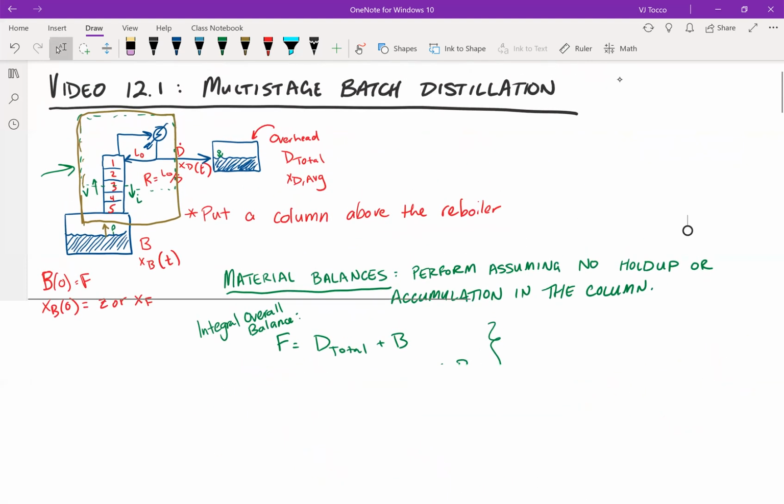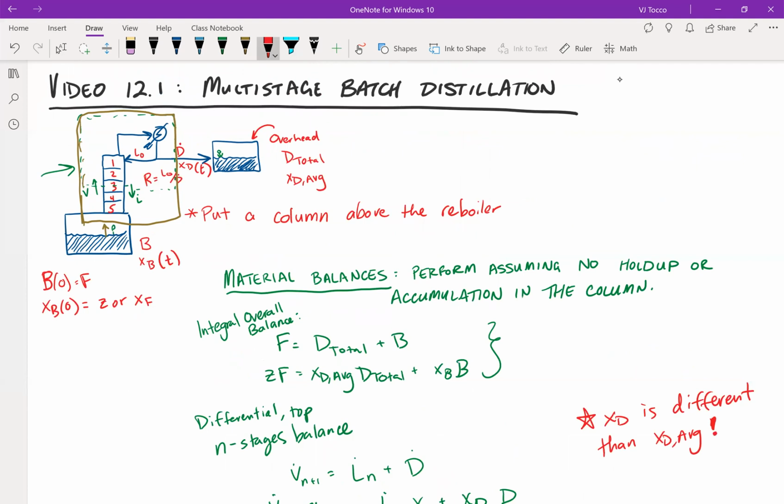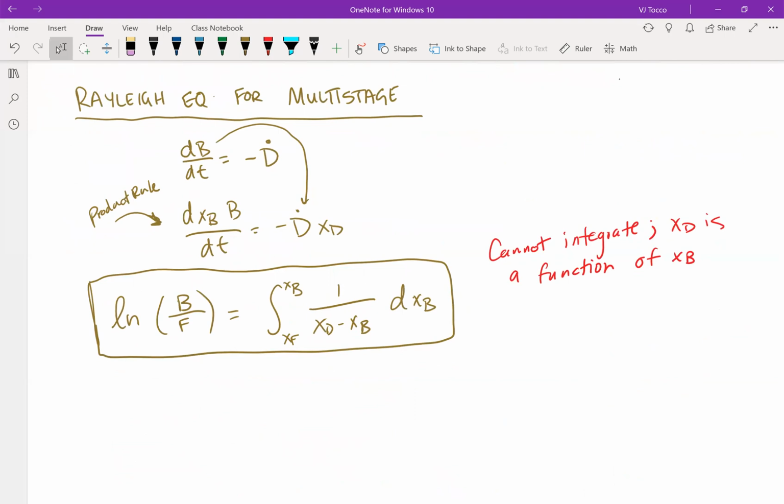So remember, in single stage batch distillation, the relationship between y, what was leaving in the pipe, and xB was that they were in equilibrium. That is not true anymore because there are stages of the column in between xD and xB. So the main problem with this equation is that I need to know what the relationship is. xD is a function of xB, but the relationship is now unclear. They are not in equilibrium, and that is because there are stages of the column in between.